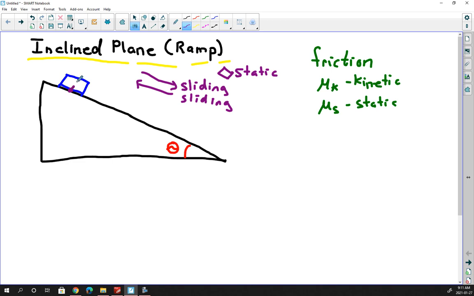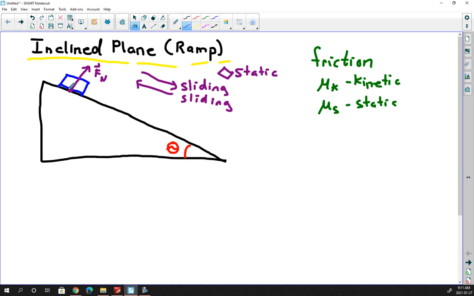So right off the bat, there's a surface here. So there will be a normal force. Now remember, the normal force is always perpendicular to the surface. So there's going to be a 90-degree angle between this normal force and the surface.